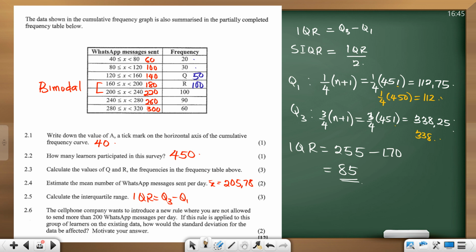It's a group of learners, right? Those who sent 20 were between 40 and 80. 20 people, like that. So the total number of messages sent is 320. Total number of learners is 450, right? But they're now saying they would not be able to send more than 200. So what are we doing? We are cutting the 320 into 200. What have we done? We have made it smaller.